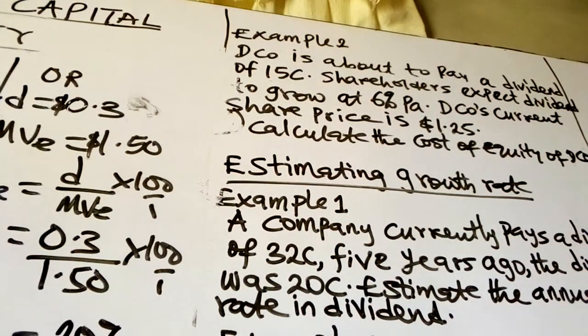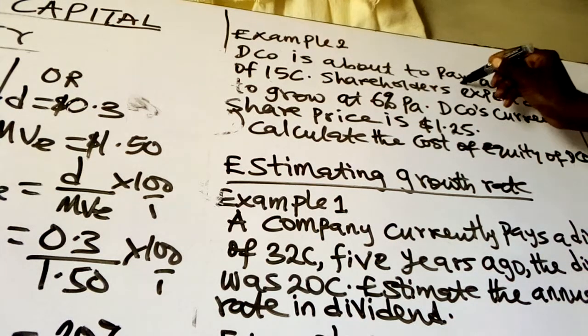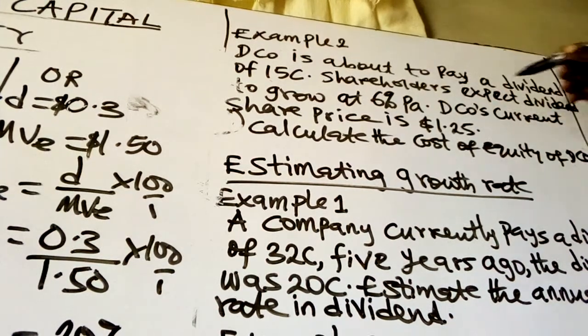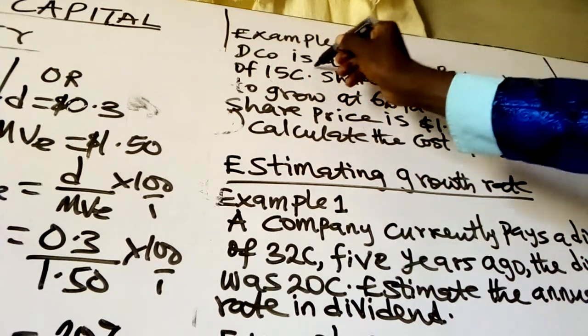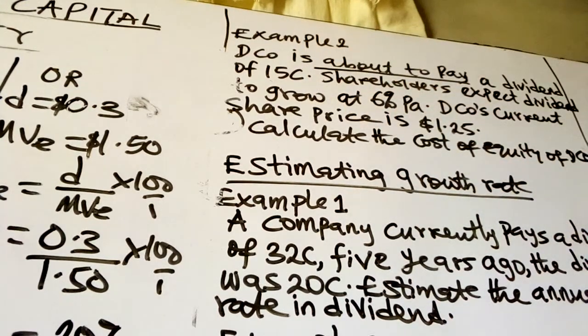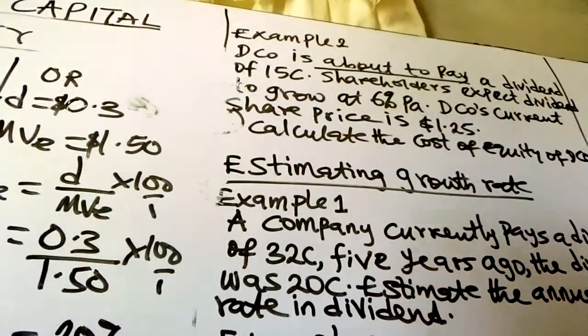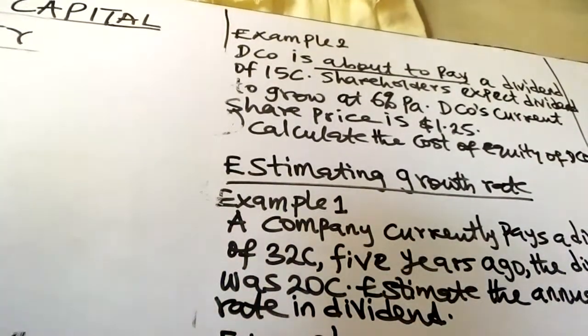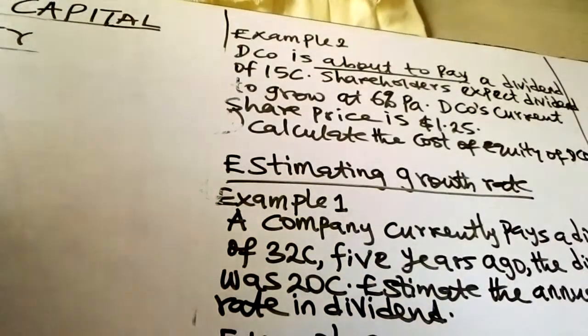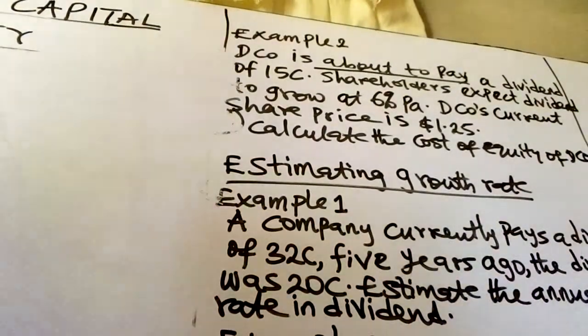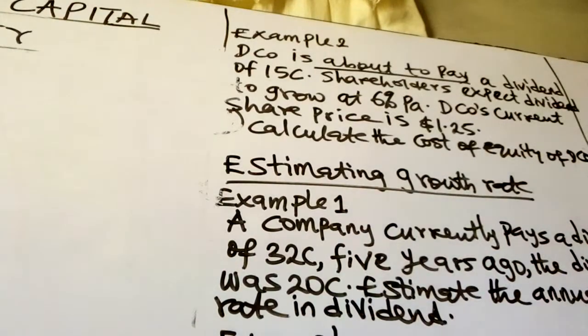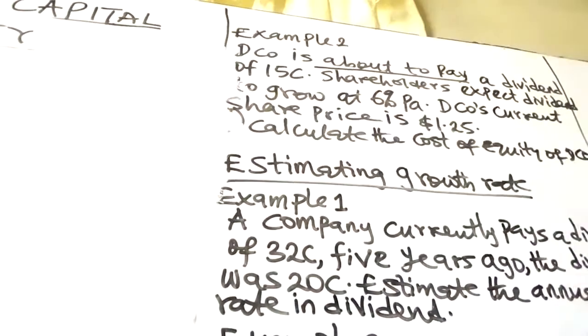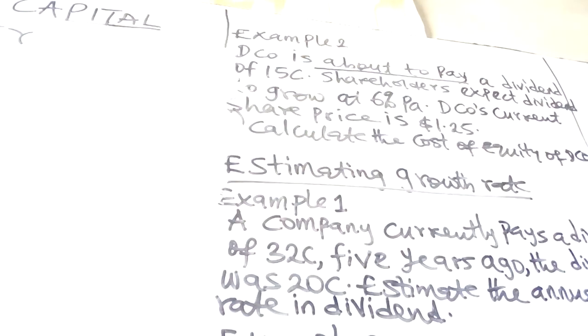DICO is about to pay a dividend of 15 cents. About to pay, that means DICO hasn't paid that dividend. Since DICO hasn't paid it, that means DICO has an outstanding dividend. I've told you that where there is outstanding dividend, then the market value is cum div. Then you need to convert it to X div market value.